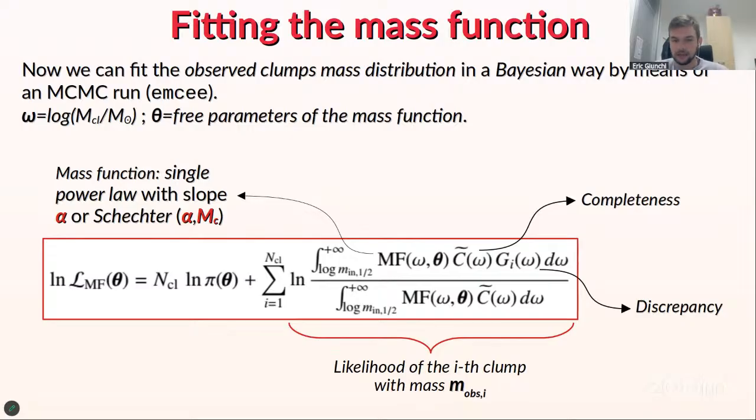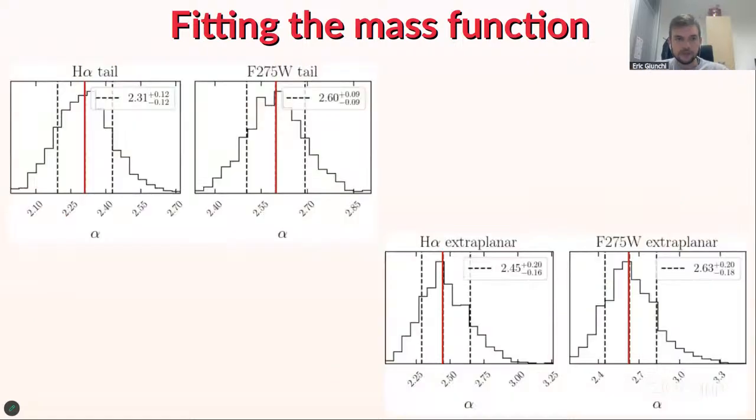We sum together all the likelihoods of all the clumps of our sample, and this is the likelihood of the mass function. We vary the parameter of the mass function until we maximize the probability of observing the sample of clumps that we have. And these are the results. These are just histograms because it's the distribution of the slope of the power law mass function.